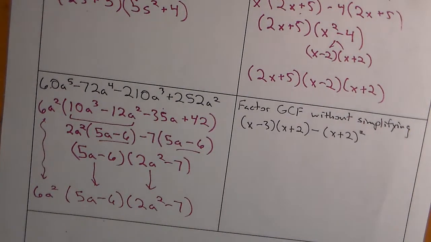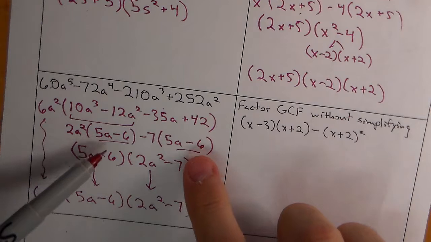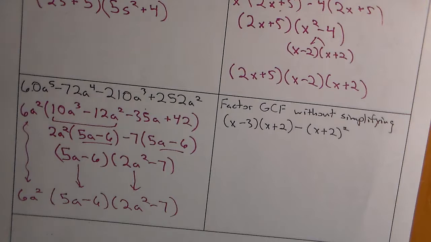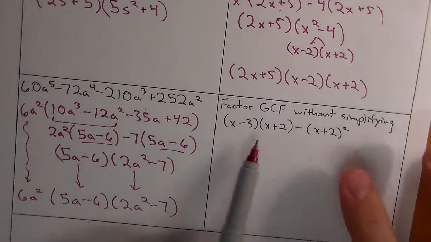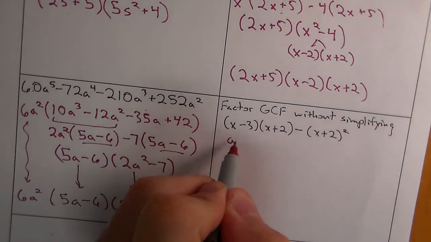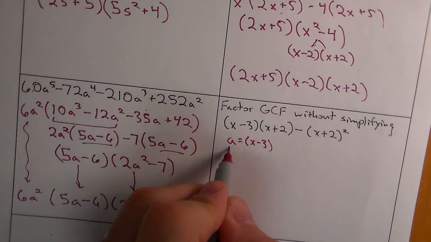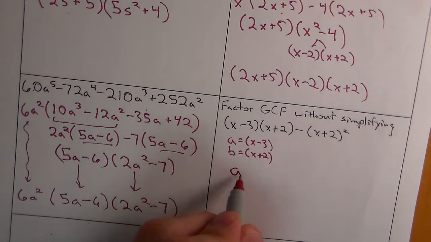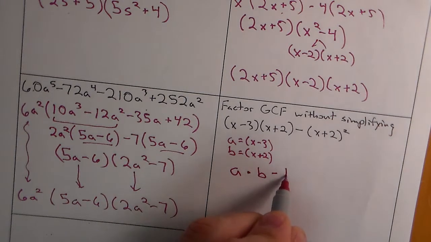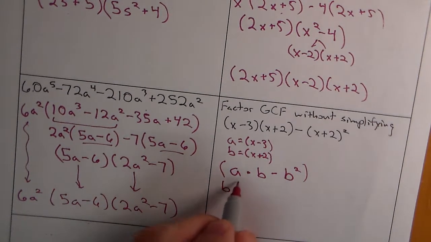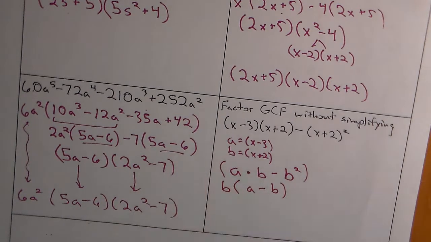Now the last one we have is a little bit different, but it uses this idea that we take binomials and actually use them to factor. So I want to factor out a GCF of this whole expression without simplifying it, without multiplying out, because I don't want to multiply everything and have to work back. So if I look at this, let's think of a equals x minus 3 and b is x plus 2. So if I did that, I would actually replace things and say a times b minus b squared. And if I gave you that and said factor it, you'd be like, well, they both have a b in them, and that leaves me with a minus b.